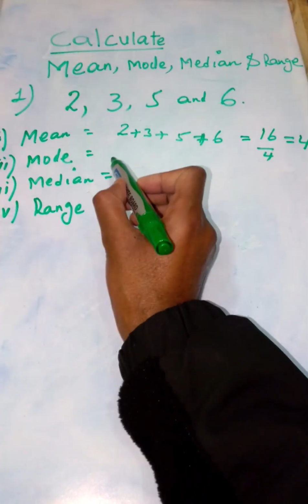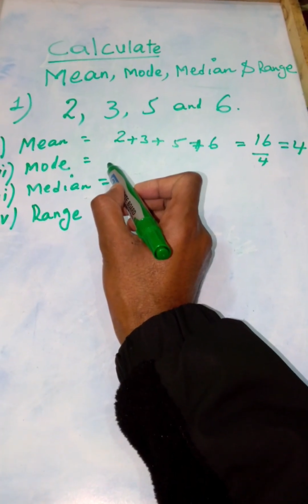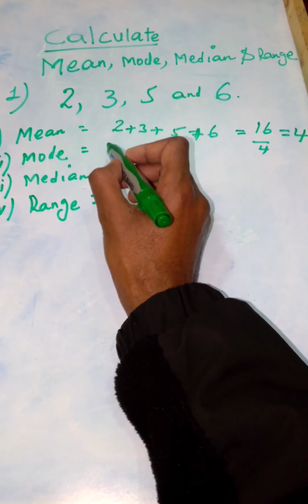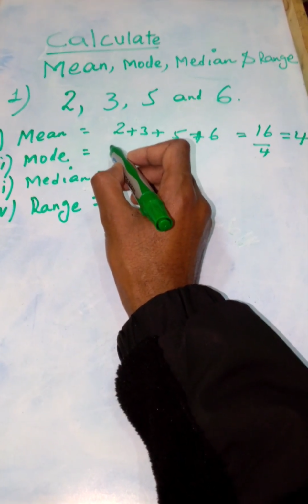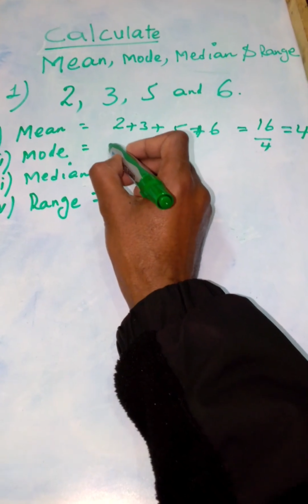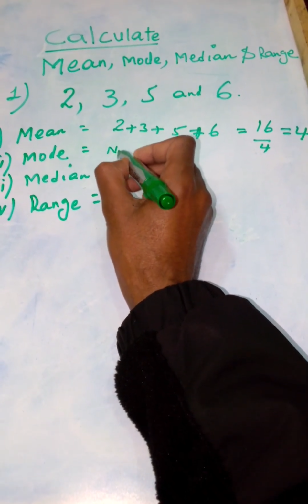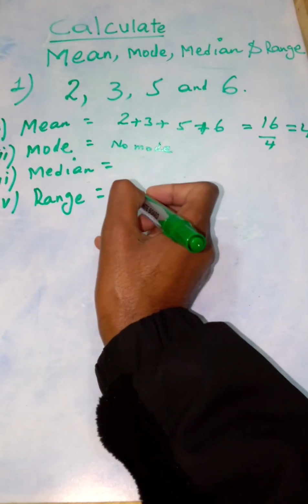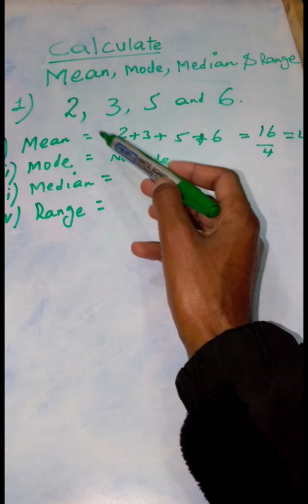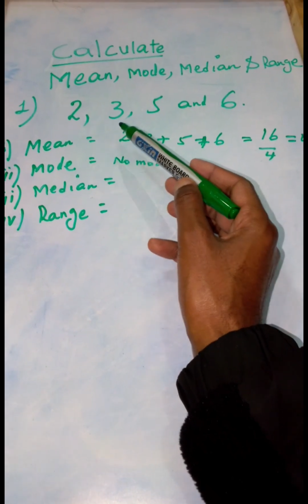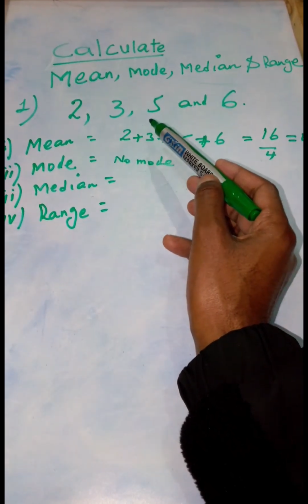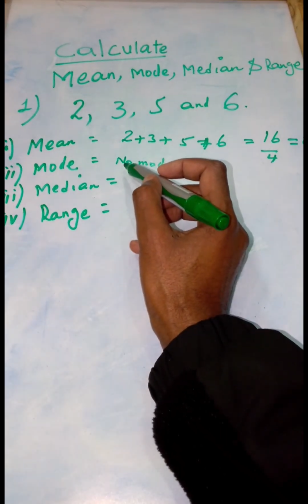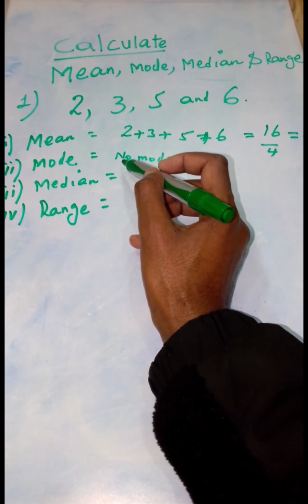16 divided by 4, which is 4. The second one is calculating the mode. Mode means the most frequent value, yeah? This sample of data has no mode, because the frequency of 2 is 1, the frequency of 3 is 1, the frequency of 5 is 1, and the frequency of 6 is 1. So there is no mode for this sample of data.